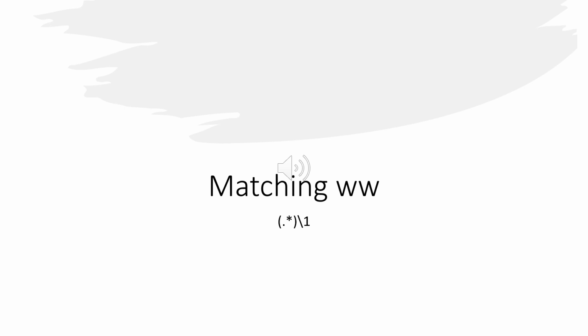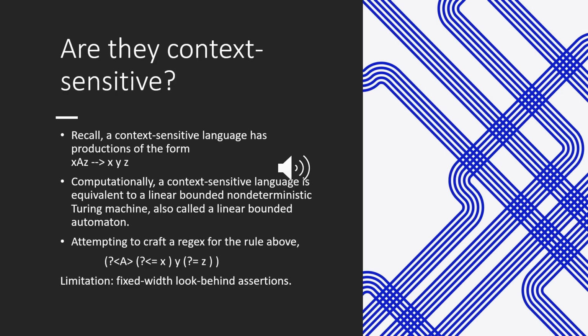Now coming back to our characterization of the power of the real regexes, we know that WW is not context-free. And this tells us that the expressive power of the real regexes is more expressive than the context-free languages. So we know that our real regexes are more powerful than the context-free languages. Now, this begs the question, are they context-sensitive?